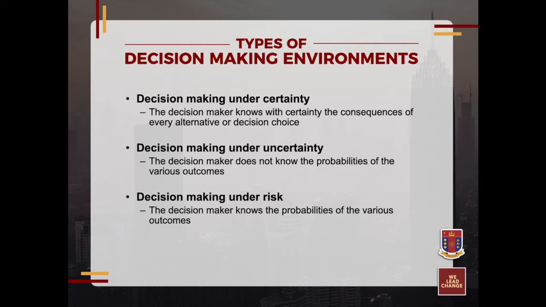And last would be the decision making under risk. The decision maker knows the probabilities of the various outcomes. So basically, these are the major differences. It would be more on the probabilities. For decision making under certainty, you're 100% sure what's going to happen. For decision making under uncertainty, you have no idea what the probabilities are, but you might have the values to help you compute for the best alternative. And the last one is that you know the probabilities for the various outcomes.